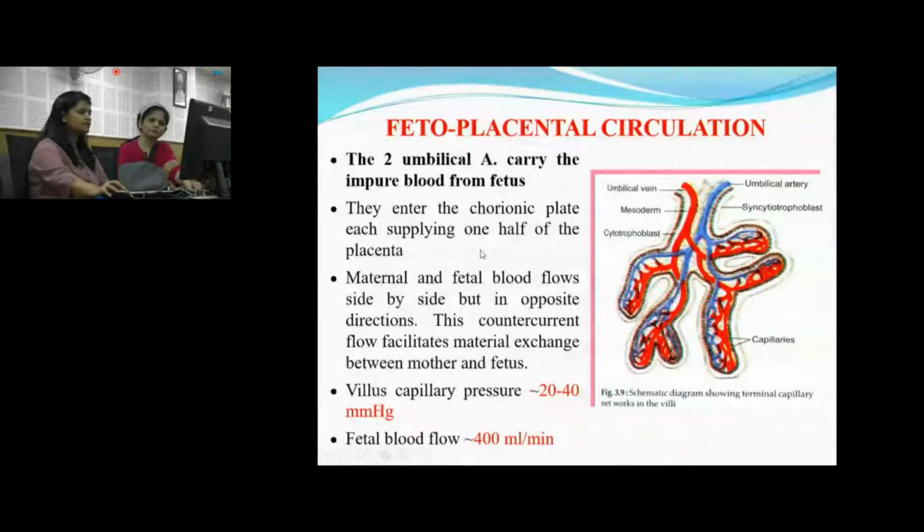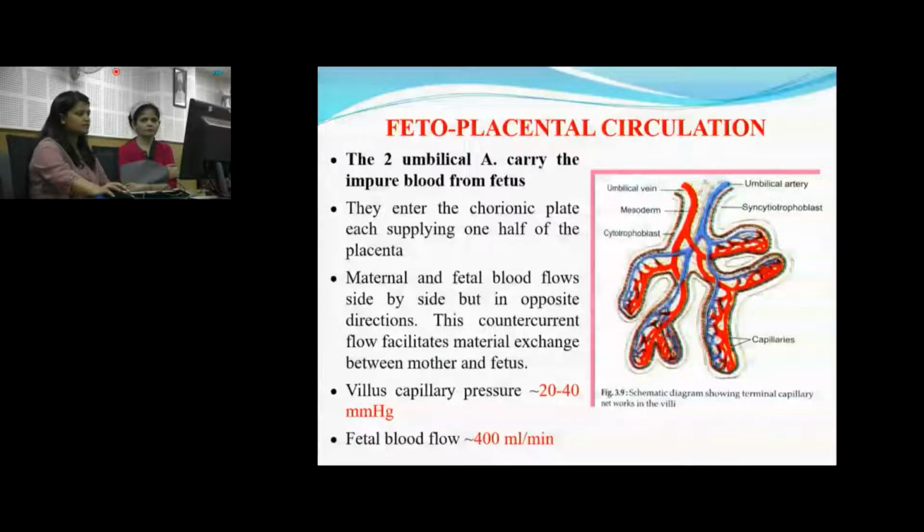Now, fetoplacental circulation: we all know there are two umbilical arteries which carry the impure blood from the fetus, and they enter the chorionic plate, each supplying one half of the placenta. Maternal and fetal blood flow side by side but in the opposite direction. This countercurrent flow facilitates material exchange. The villus capillary pressure is of the tune of 20 to 40 millimeter of mercury, and fetal blood flow is around 400 ml per minute.